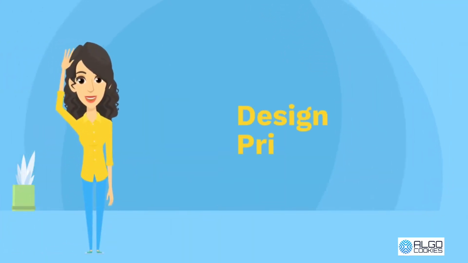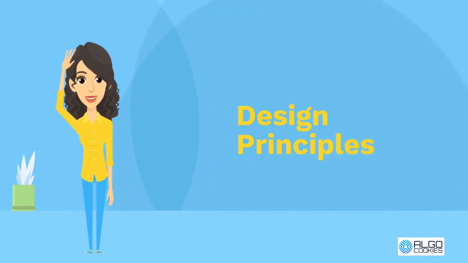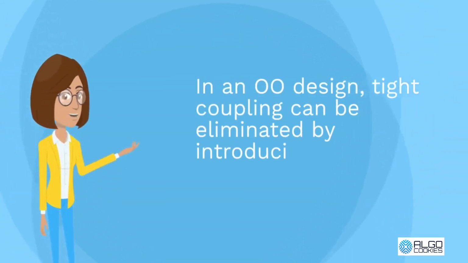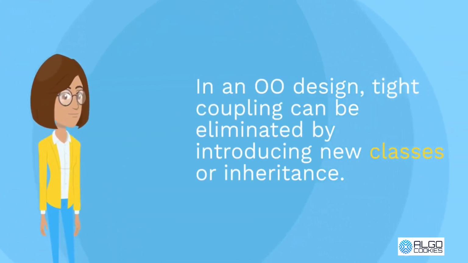Design principles. Principle of decoupling. In a new design, tight coupling can be eliminated by introducing new classes or inheritance.